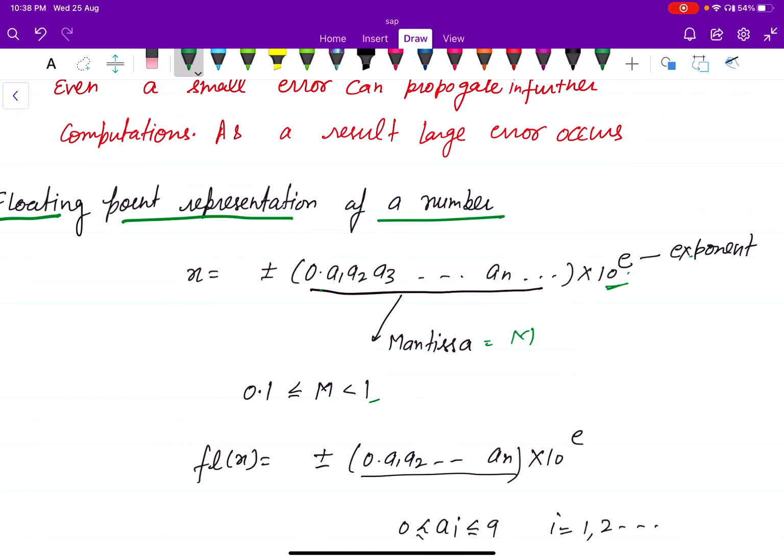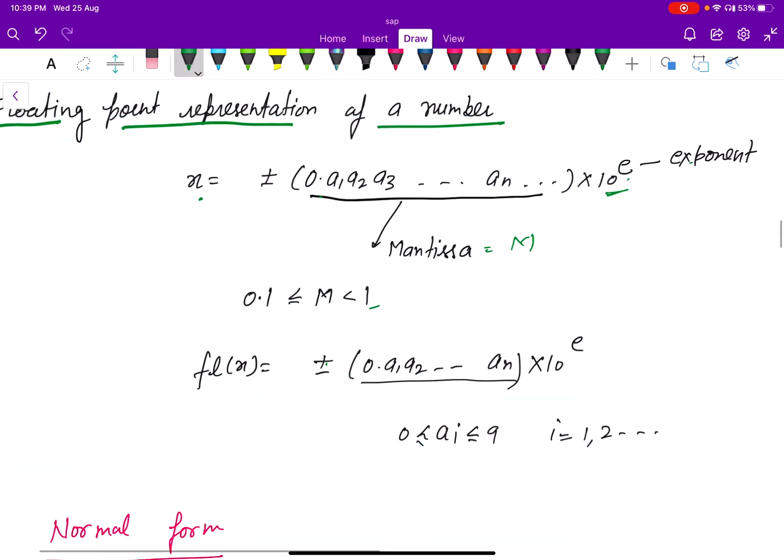Floating of x. x is a number that has infinitely many digits. Floating of x is the approximate value of x. So let us take n digits of x. So floating of x is plus minus 0.a1 a2 a3 ... an into 10 raised to power e, where ai, for i equal to 1 to n, takes values from 0 to 9. You are free to choose any of the values.